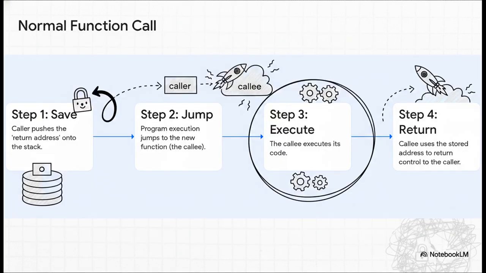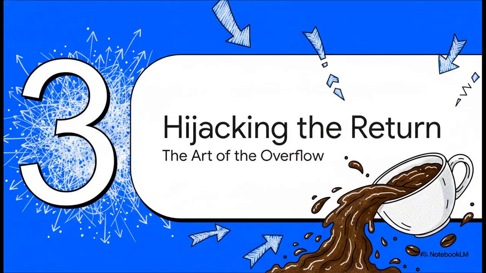So here's the normal, happy path. The first function puts the return address on the stack. The program then jumps over to the new function and does its thing. Once it's all done, it just looks at that address on the stack and jumps right back where it came from. It's perfect, it's orderly, it's secure. Or is it? And this is where it gets fun.